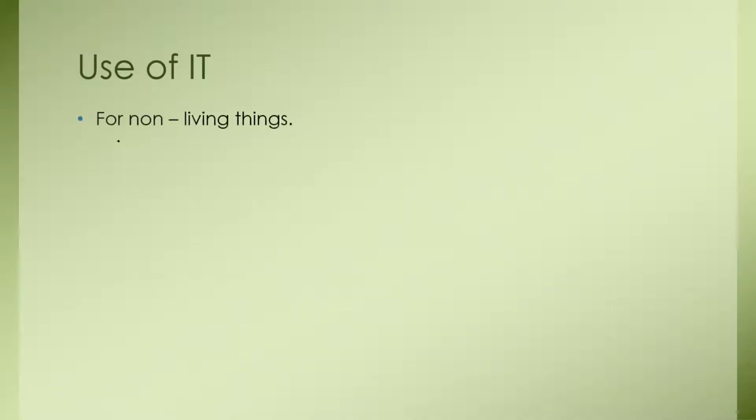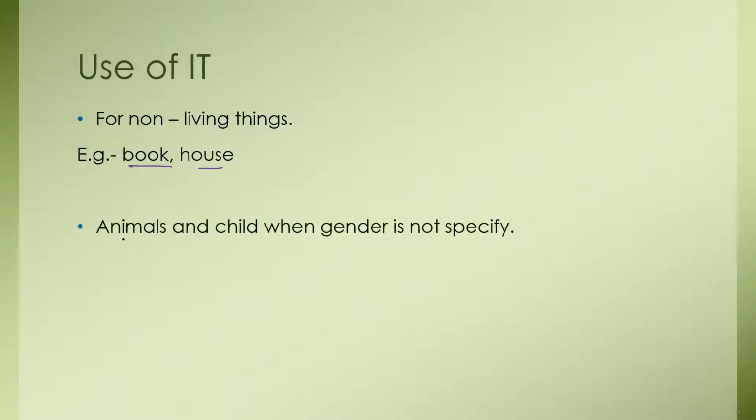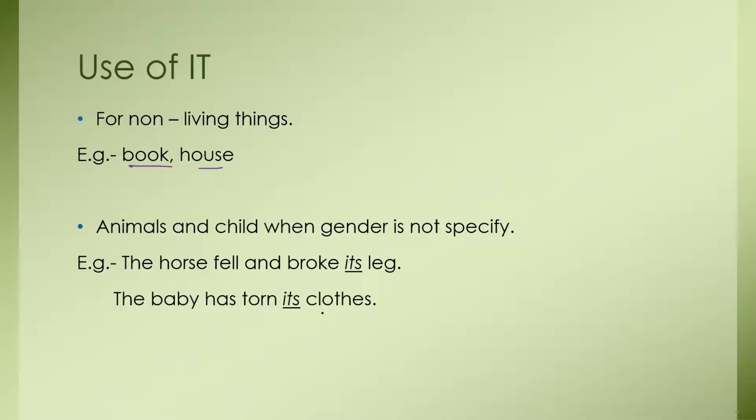Use of it. For non-living things, for example book, house, etc. For animals and children, when gender is not specified. Example: the horse fell and broke its leg. The baby has torn its clothes. When I saw the child, it was crying.